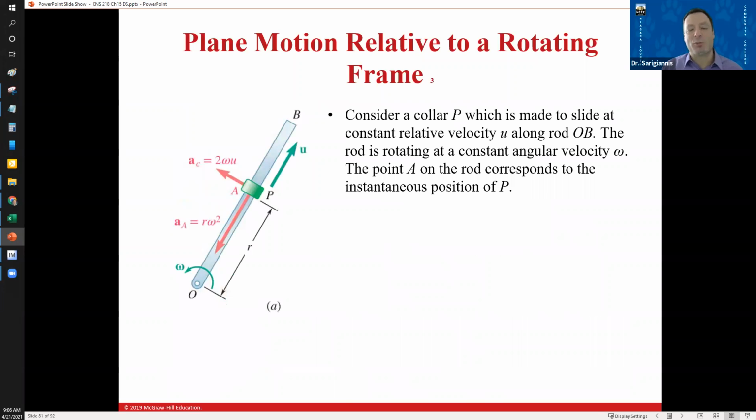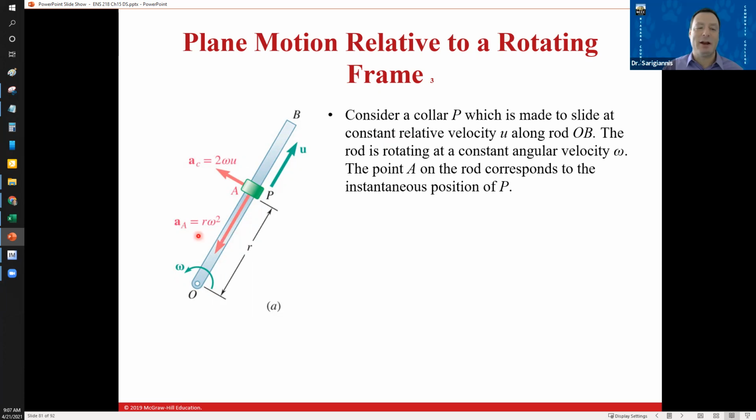All right, let's look at this problem here. This is a collar. The collar slides along at a constant relative velocity U along rod OB, and the rod is rotating at a constant angular velocity omega. So the rod now is like our monolith. It's our moving frame of reference. Right now the collar A is at position P.